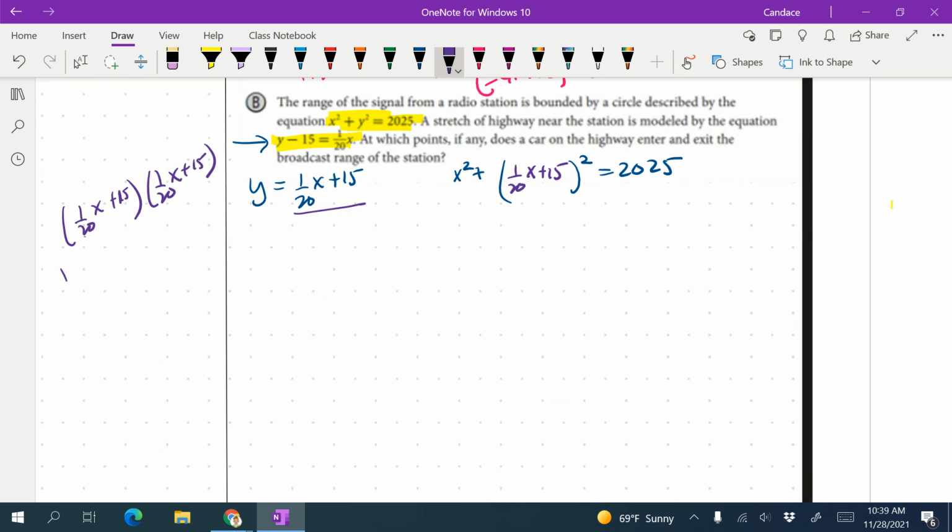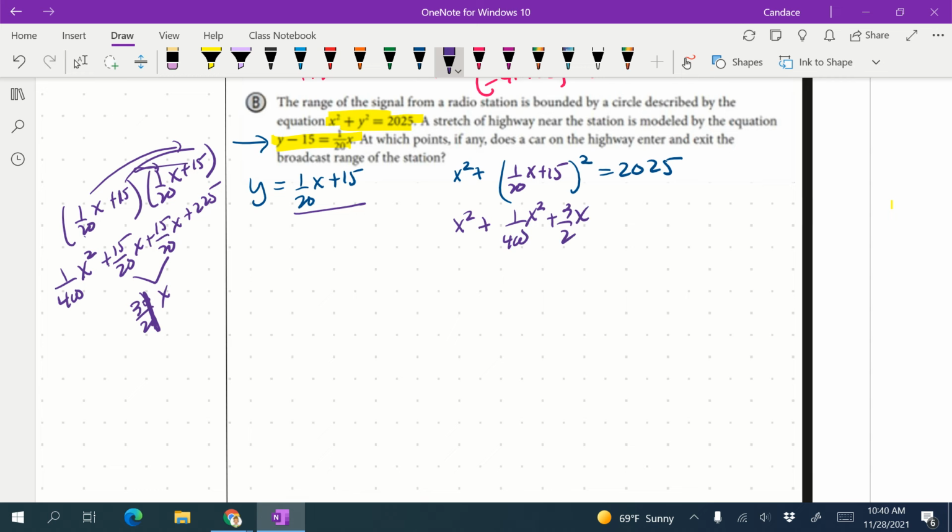So 1/20th times 1/20th would be 1/400th x squared. 1/20th times 15 would be 15/20th x. I have that again in the middle, so another 15/20th x. And then 15 times 15 would be 225. I'm just going to scratch work combine in the middle here. That would be 30/20th x, or when I reduce that, 3/2 x. So let's write that back out over here. So we've got 1/400 x squared plus 3/2 x plus 225 equals 2025.